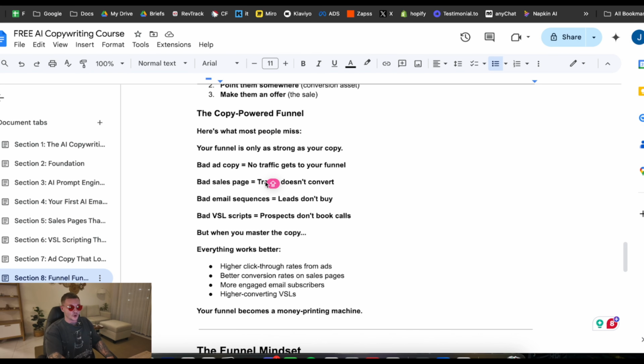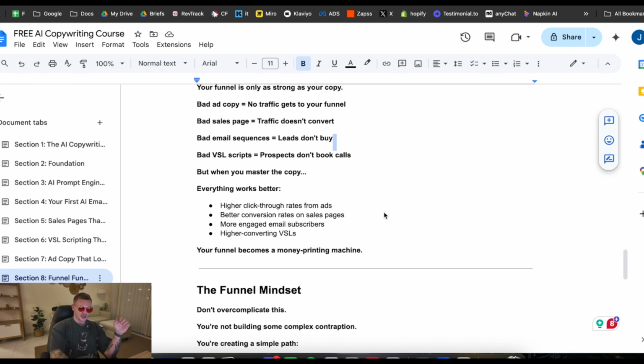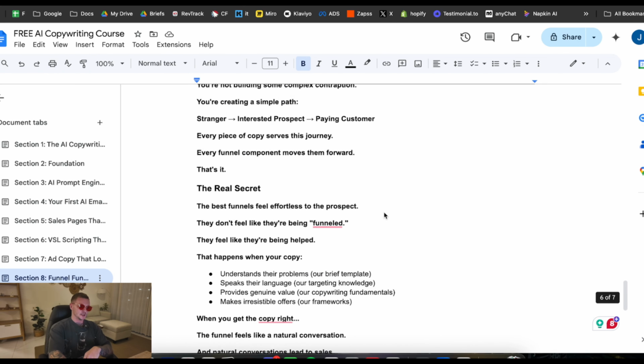And if you've got bad ad copy, there's not going to be any traffic that gets to your funnel. If you've got bad sales page copy, traffic's not going to convert. Bad email sequences, leads aren't going to buy. Bad VSL scripts, prospects don't book calls. That's why everything stems from copywriting. Everything works better. You get higher click-through rates from ads, better conversion rates on your sales pages, more engaged email subscribers, higher converting VSLs. Your funnel becomes this money printing machine.